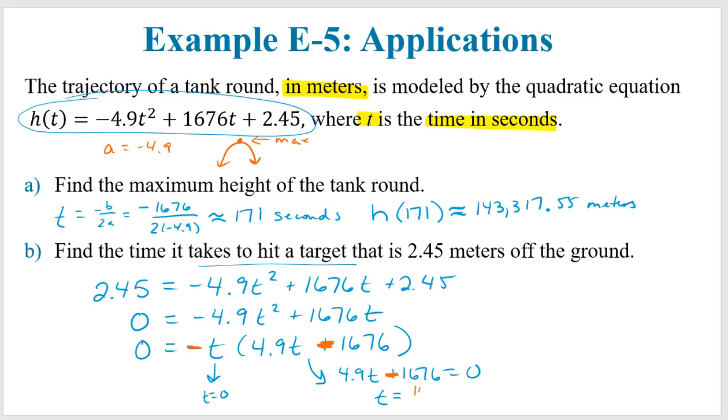So I get 1676 divided by 4.9, which gives approximately 342.04 seconds. So once I fire my tank round, 342 seconds later, the target that I am at is going to explode. So that will be fun to watch.